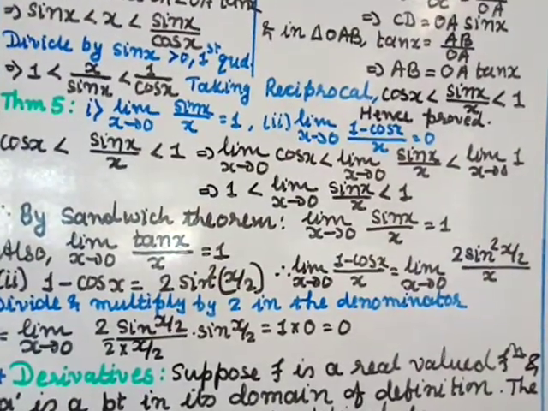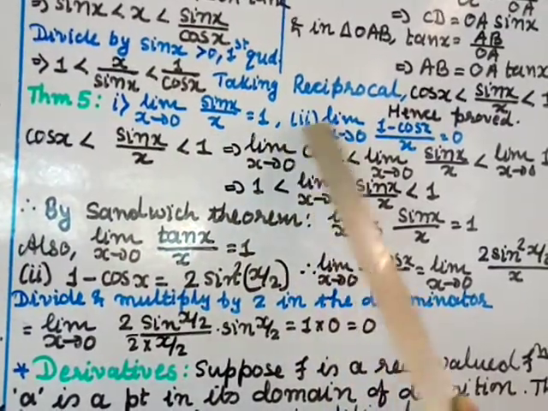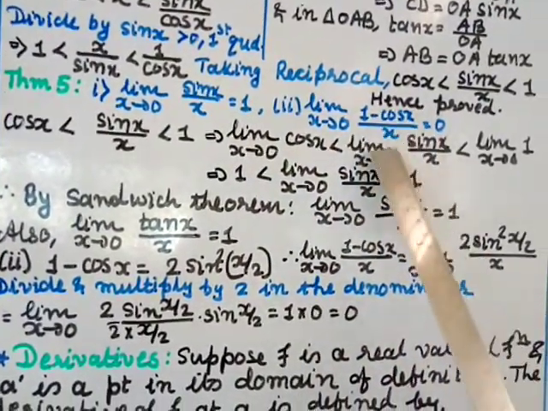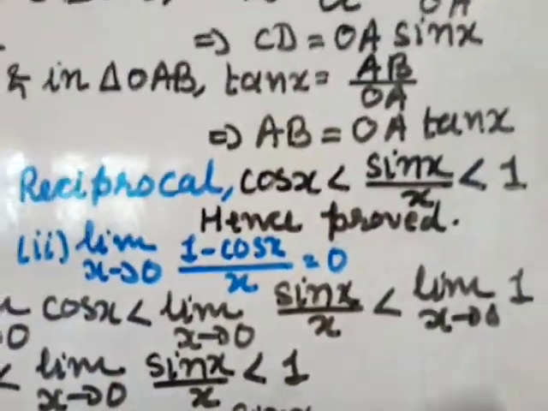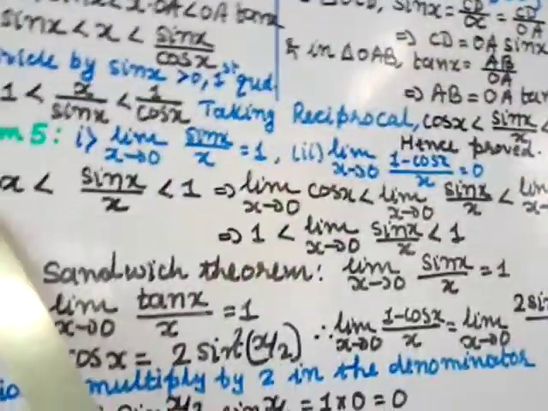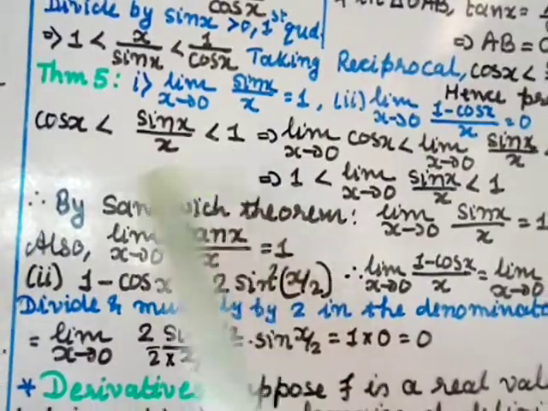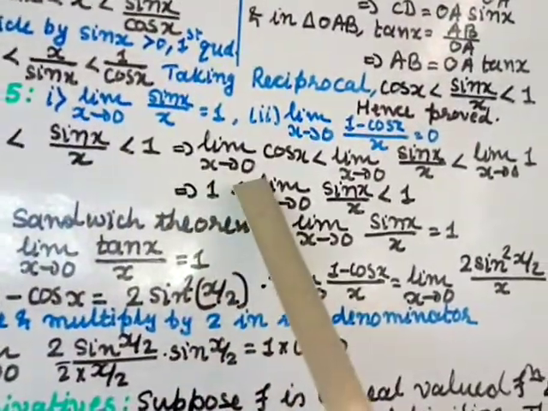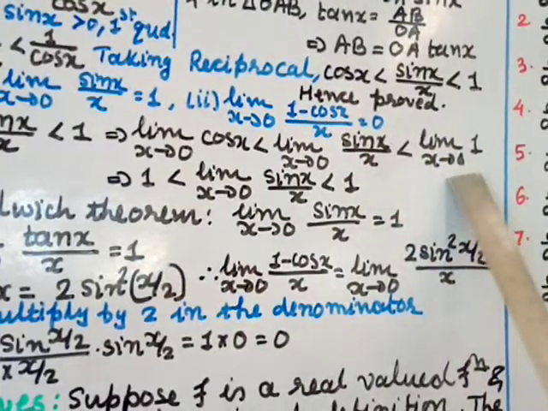Theorem 5. Number 1, limit x tends to 0 sin x by x equal to 1, and number 2, limit x tends to 0 1 minus cos x by x equal to 0. Now just now we proved this inequality, we shall use this cos x less than sin x by x less than 1. So I start with this cos x less than sin x by x less than 1. Take limit on all three terms. So limit x tends to 0 cos x less than limit x tends to 0 sin x by x less than limit x tends to 0 1.